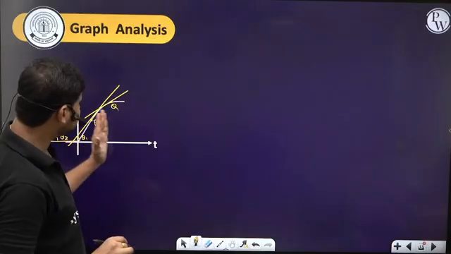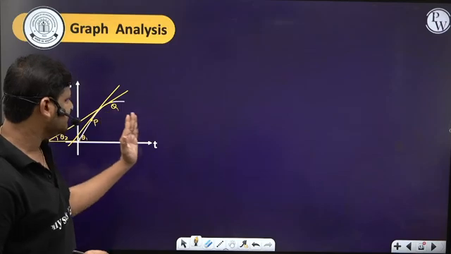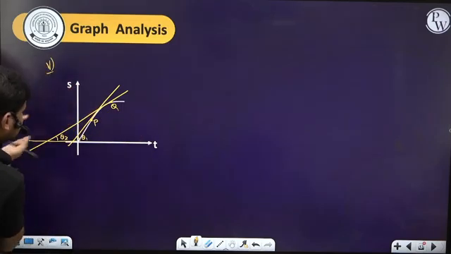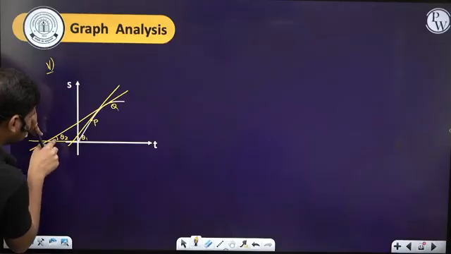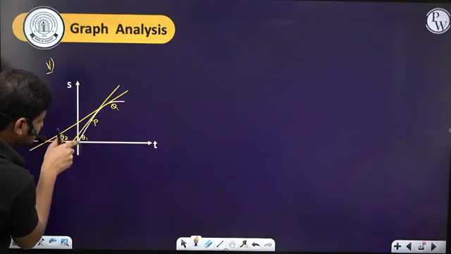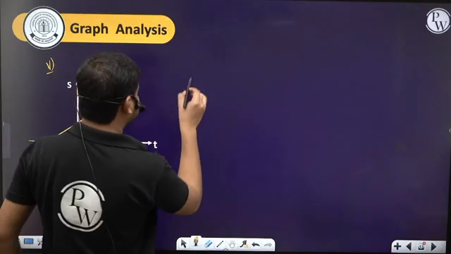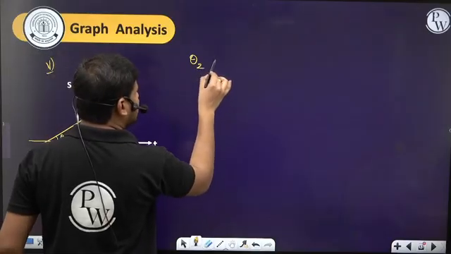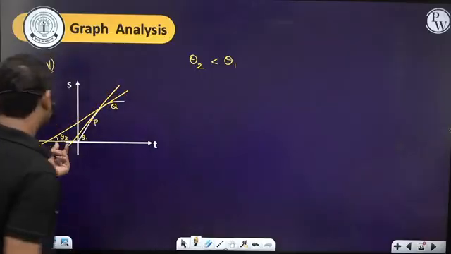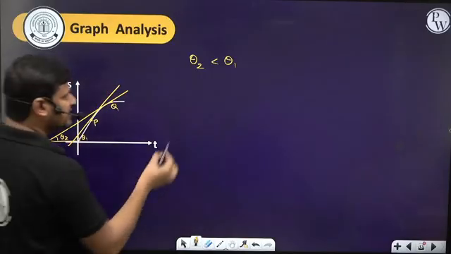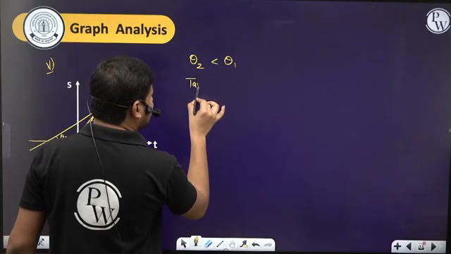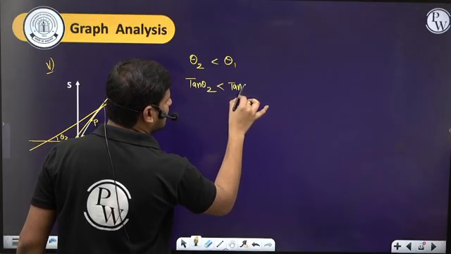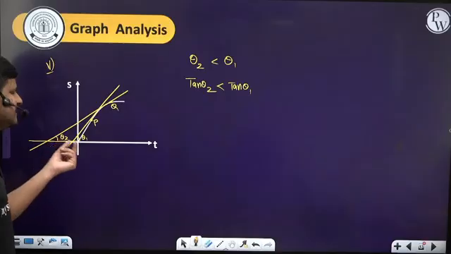Theta this side will be greater. And as you go this side, the theta decreases with respect to the x-axis. This is making the lesser angle, this is more angle, right? So I could say that theta 2 is less than theta 1. So that tan theta 2 will be less than tan theta 1.